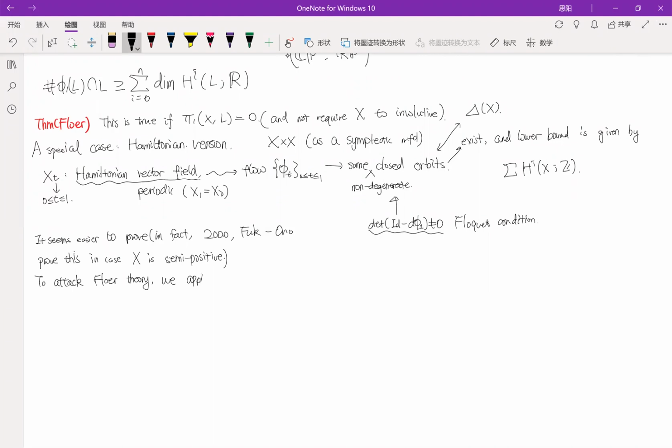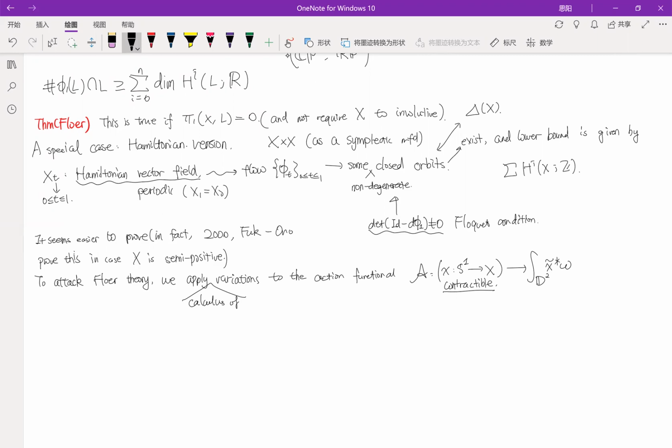we apply calculus of variations to the action functional A. A is a map, now we consider the Hamiltonian case, so it will be easier. It is a map from periodic orbits to contractible periodic orbits to R, given by the integration of x tilde pullback of omega on the sphere.